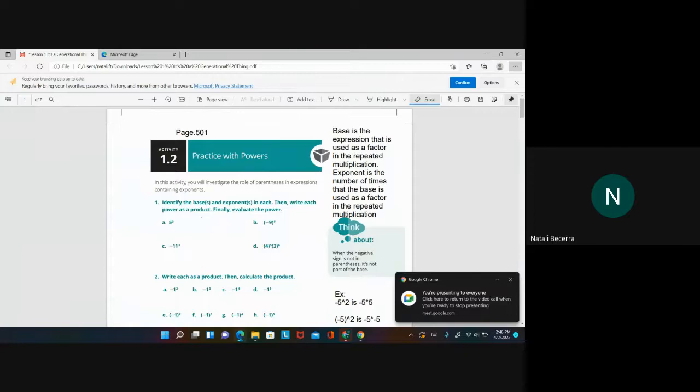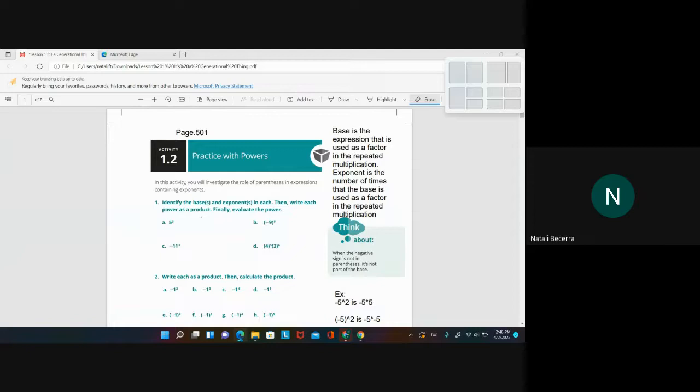Hello guys. Today we're going to be doing lesson 1. Go ahead and flip over to page 501, and we're going to be learning about exponents, bases, and powers. Make sure you write down everything that's in black already written on here, as well as whatever I'm going to be talking about and writing. It says base is the expression that is used as a factor in the repeated multiplication. Exponent is the number of times that the base is used as a factor in the repeated multiplication.